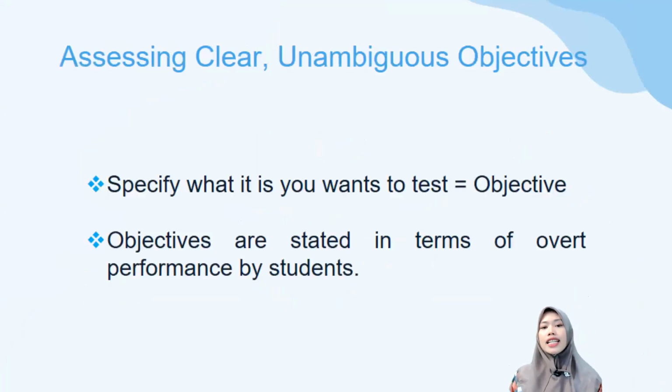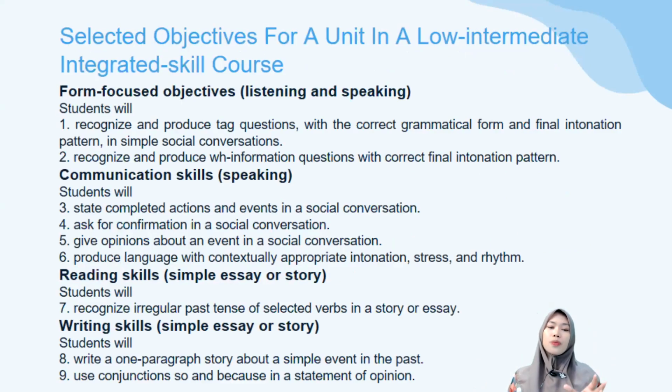All right, assessing clear and unambiguous objectives. Specify what you want to test. In this step, we should specify what we want to test. It's called an objective. Objectives are stated in terms of overt performance by students. And then selected objectives for a unit in a low intermediate integrated skills course.